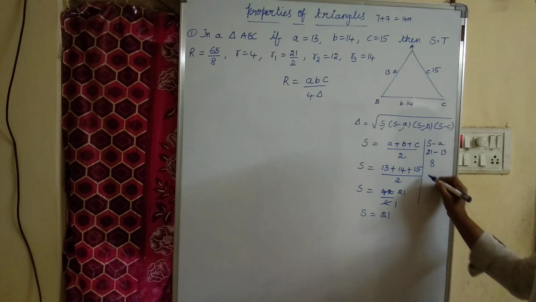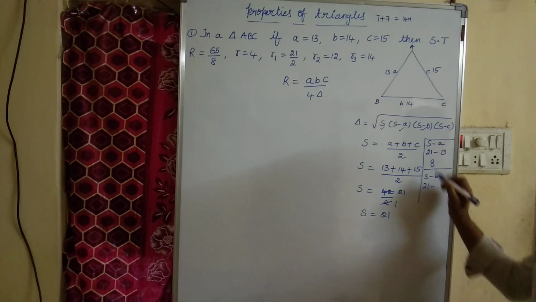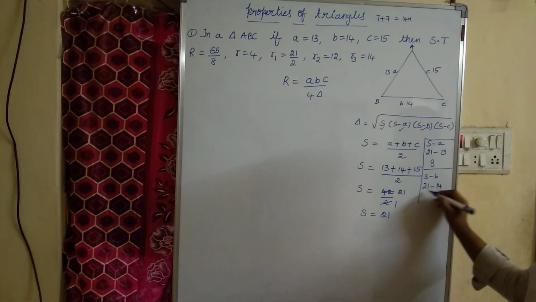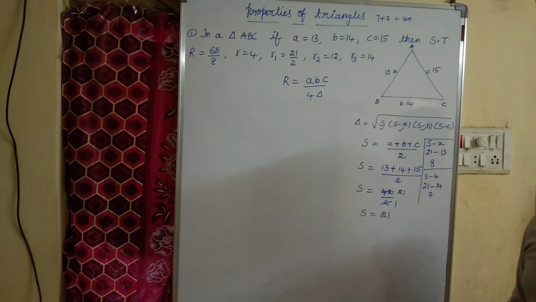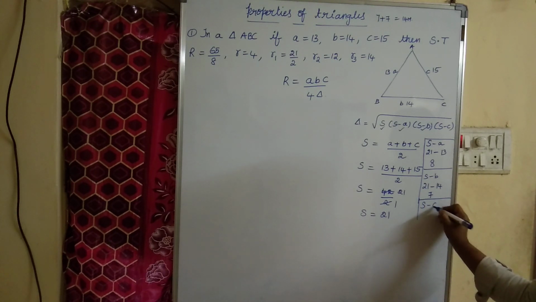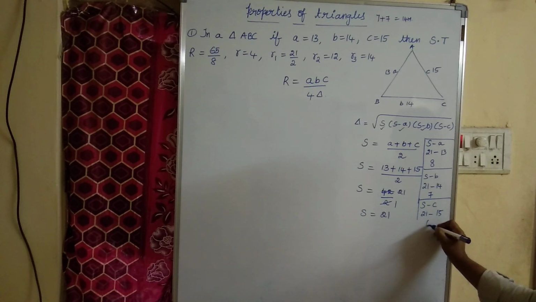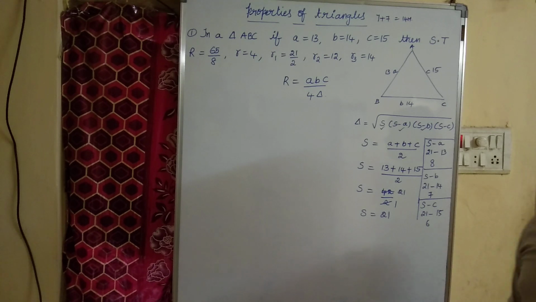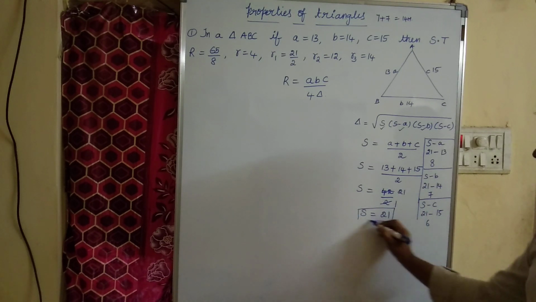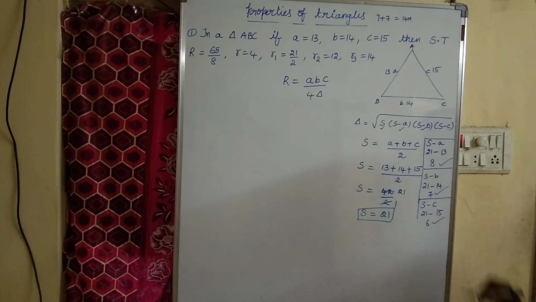Now let us find s minus b. S is 21 and b is 14, so 21 minus 14 is equal to 7. Next we have to find s minus c. 21 minus c value 15, 21 minus 15, that is equal to 6. So we got the s value, s minus a value, s minus b value, s minus c value.